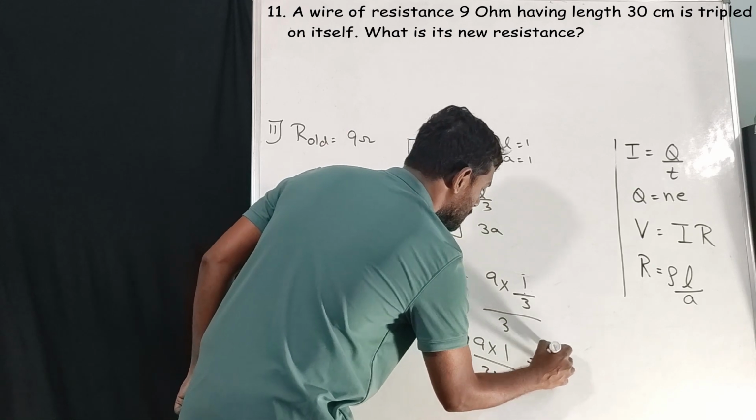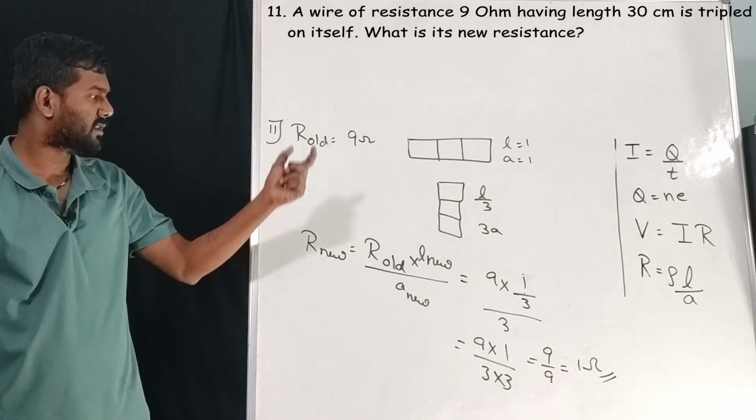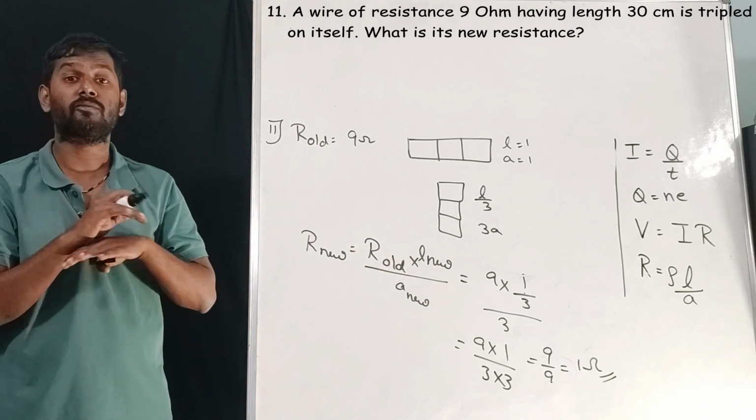So it becomes like this. So 9 by 9 is equal to 1 ohm. That's it. See, the same formula only, we can get the answer for every question.